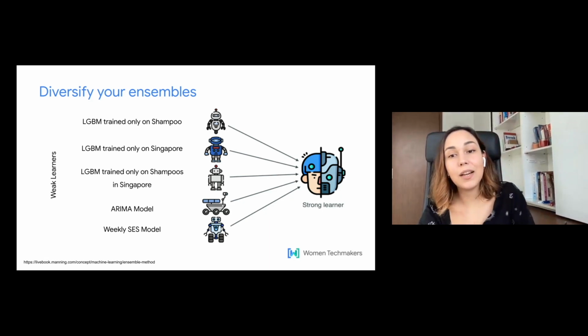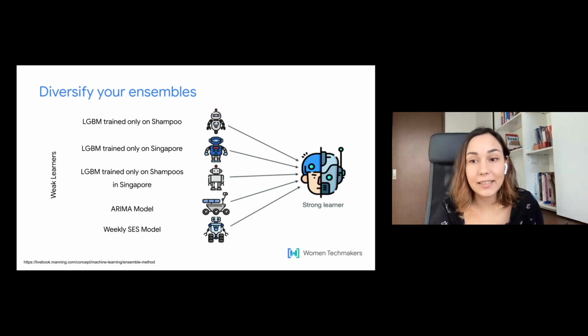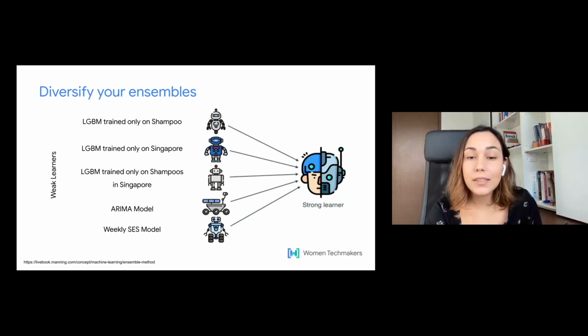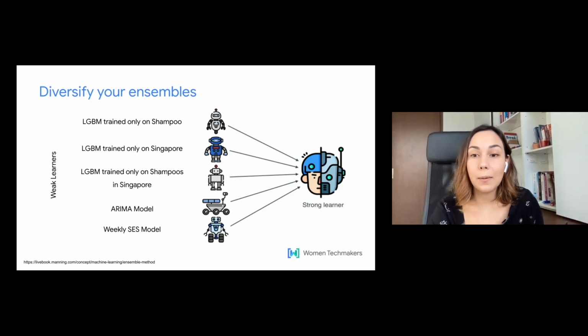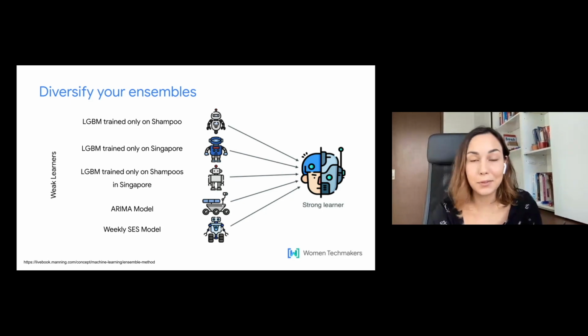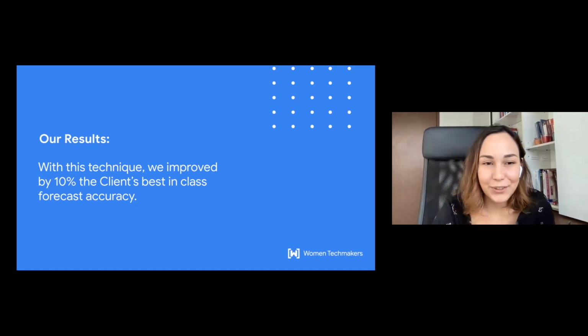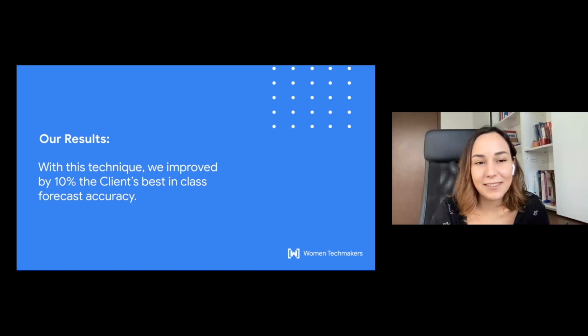The idea is to train very different models and put their error as training data for a stronger learner that decides based on the error which model to choose in the right circumstances. So the more diversity you have in your ensemble, the better the accuracy. So make sure you use the most disparate models you can think of. This was our secret sauce on how we improved by 10% the client's already best-in-class accuracy.